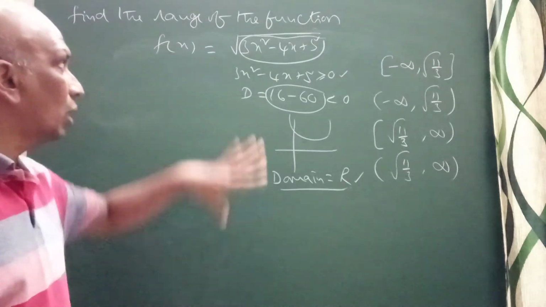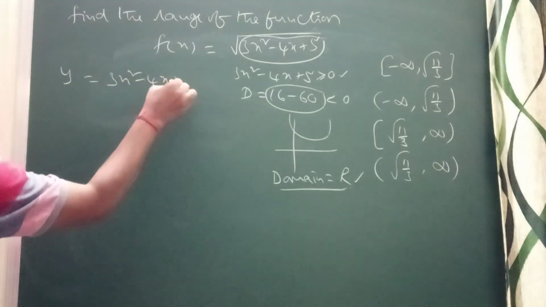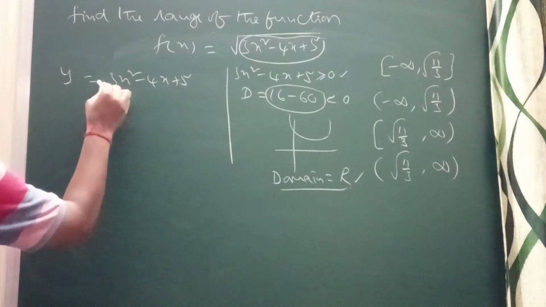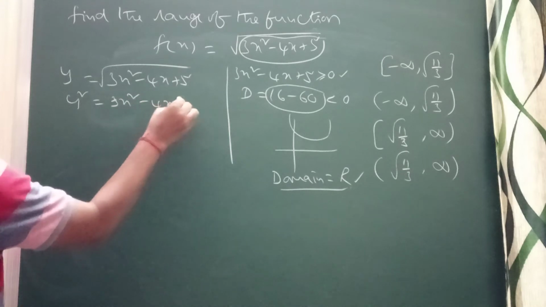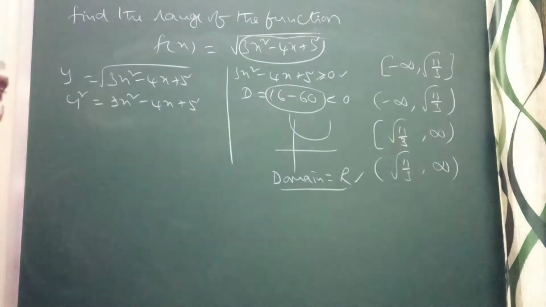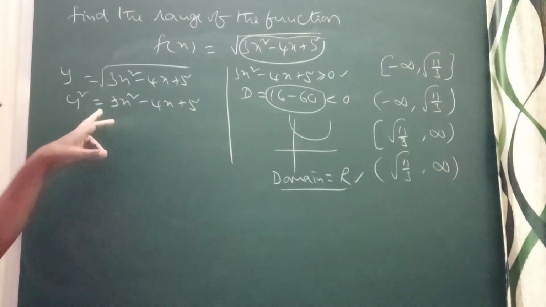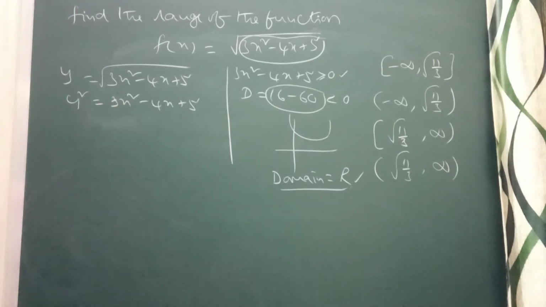Now, let this be y is equal to the square root of 3x square minus 4x plus 5. I am trying to find the y value, right? Suppose you take y is equal to this, then y square is equal to 3x square minus 4x plus 5. What I am doing here is trying to find the range of this function. So I am going to rearrange this in terms of a quadratic equation. Here I am trying to find the value of y.